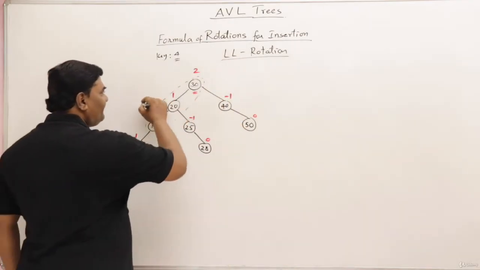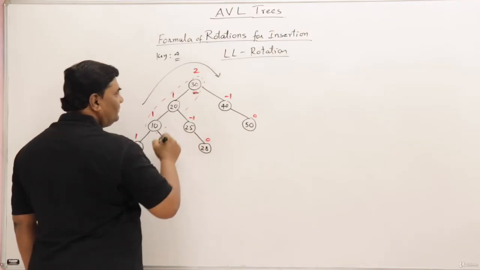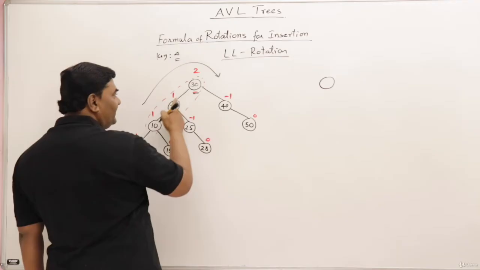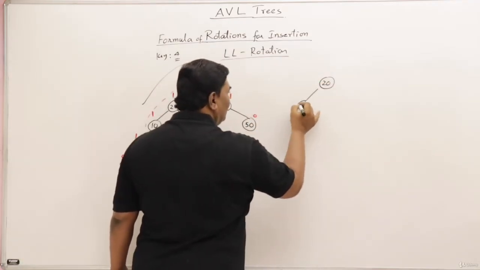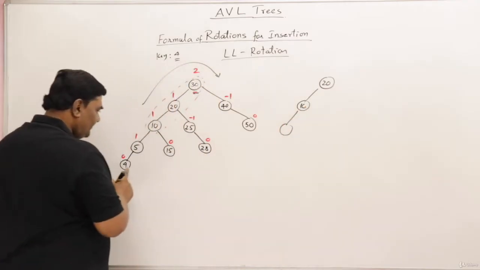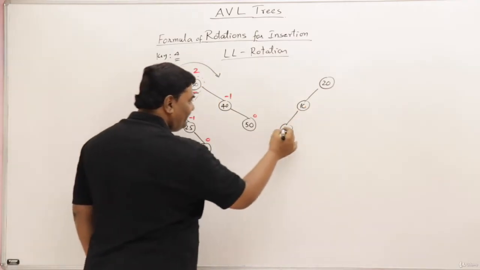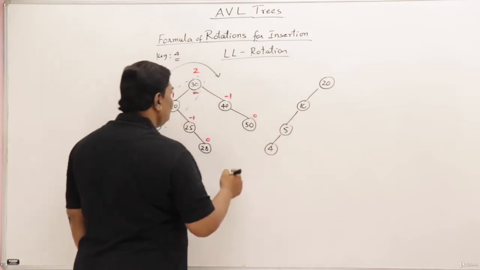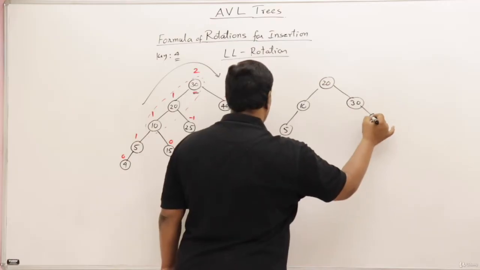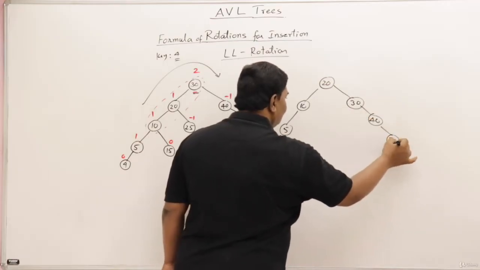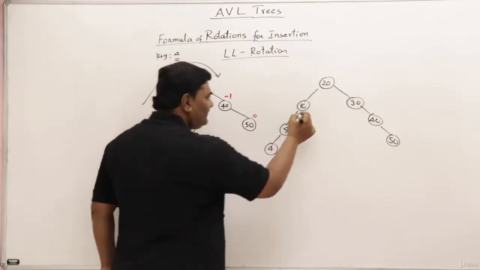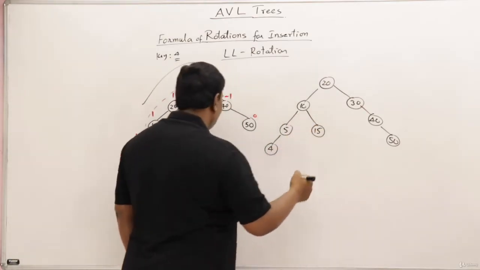So the rotation will be performed around this node. Here, 20 will move up, and at the place of 20, 10 will come. At the place of 10, 5 and 4 all will move, and 30 will move this side. So 30 this side, 40 this side, 50 this side. Now what about the right child of 10? 10 is there now. The right child remains on its own place.